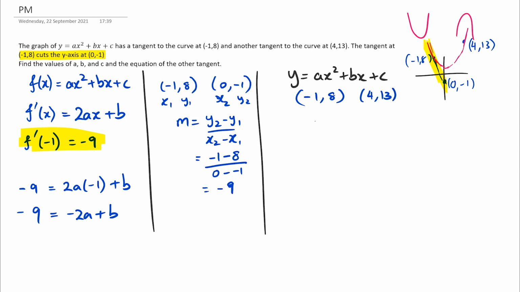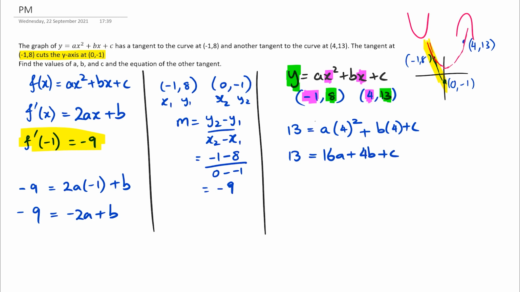What I'm going to do is substitute the y as 13 in one equation and 8 in the other, and 4 and -1 wherever x is. So my first equation is going to look like this: 13 equals a times 4 squared plus b times 4 plus c. Simplifying this, I get 13 equals 16a plus 4b plus c.